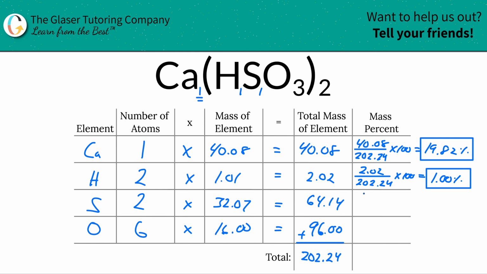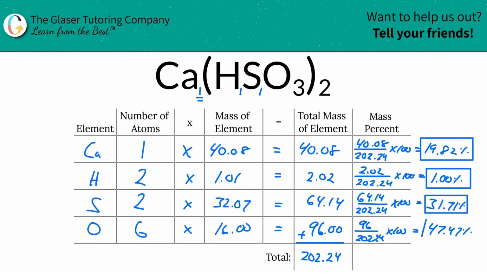Same thing for sulfur now. We're going to take the 64.14, divide it by the total mass of 202.24, multiply that by 100, and it's going to work out to be a percentage of about 31.71%. And then last but not least, I think you get the gist. For oxygen, you're going to take the 96. See how nice and easy this is? When you have a nice structure to it, it makes it so simple. And then we're going to do that division there, so this should work out to be 47.47%. What should happen if you write everything down? Don't make a silly mistake. These percentages should add up to what? That's right, it should add up to 100.